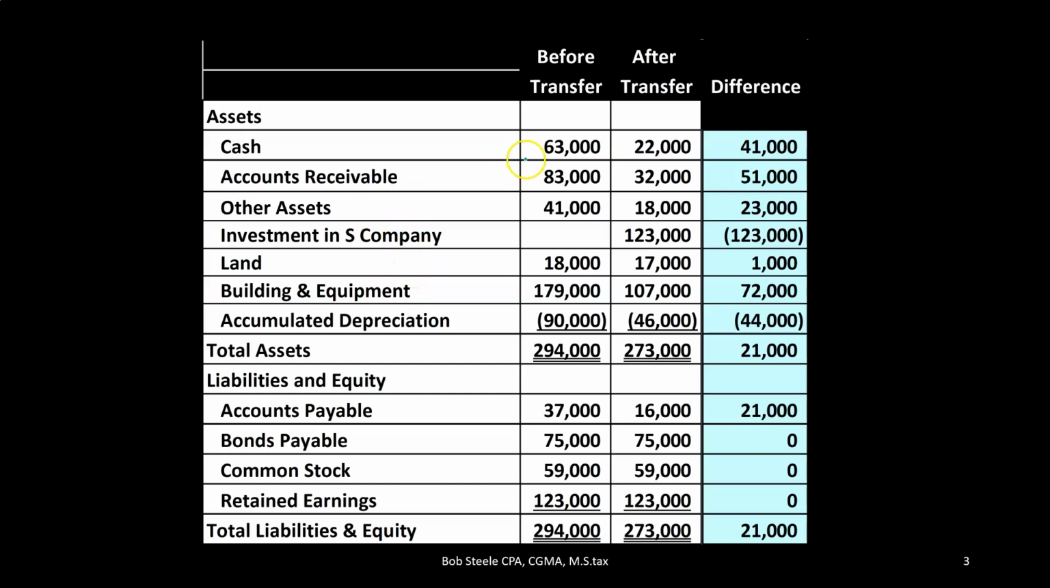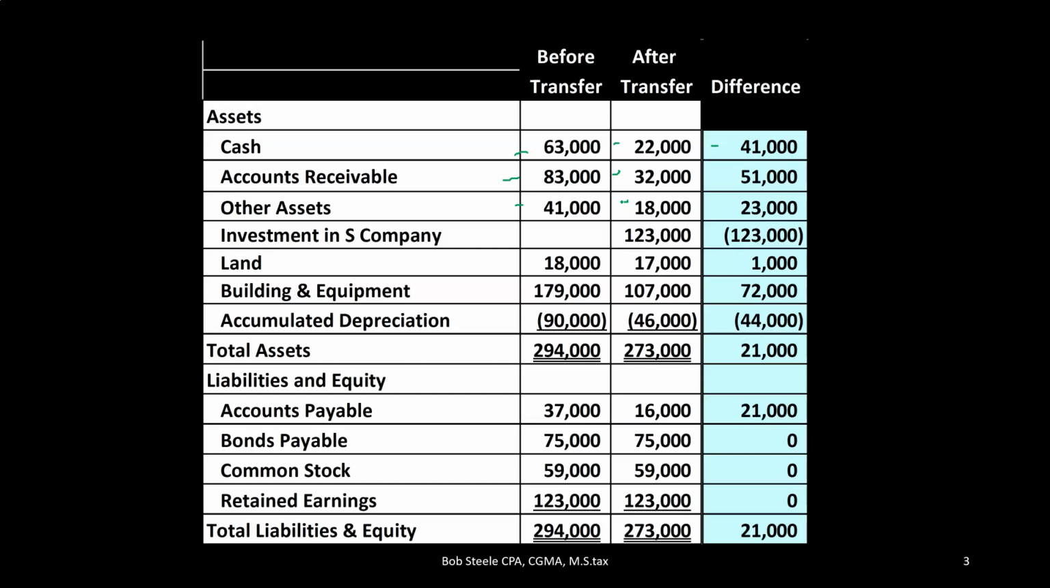Well, we have cash. Was this before? It was this after. That's a difference of 41,000. That means that we transferred cash to S of 41,000, right? Accounts receivable, 83 before, 32 right after. That means we must have transferred to S 51,000 of accounts receivable. 41,000 in other assets, left 18,000.